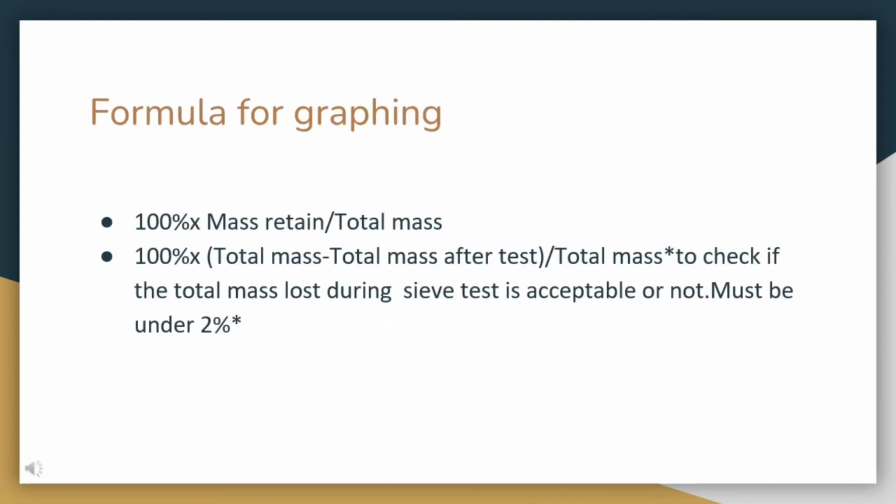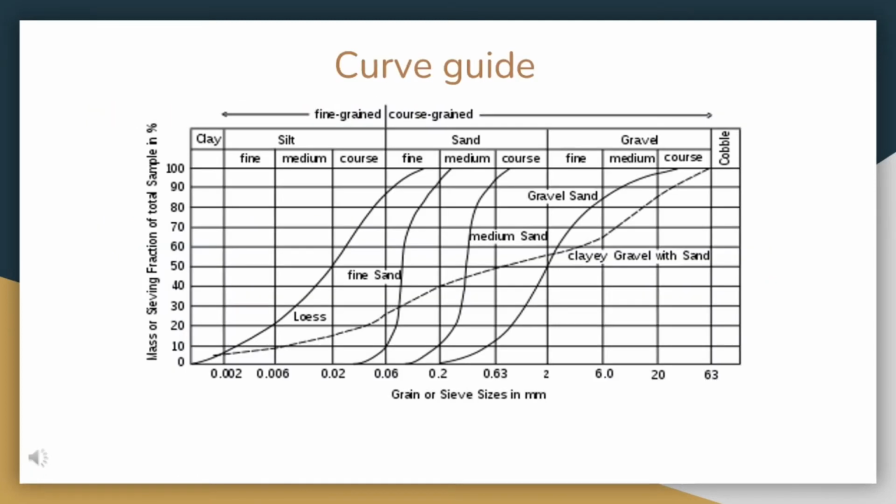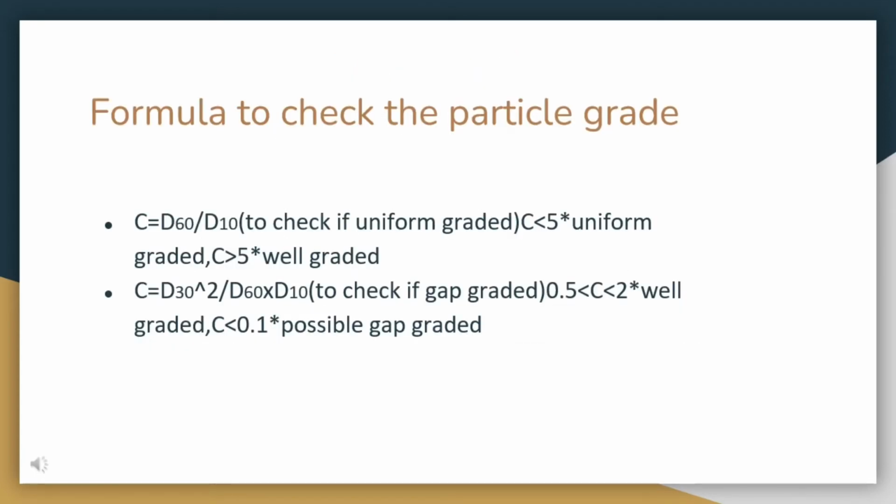The formula for plotting the curve. This is the curve guide. From the shape of the graph we can determine the type of soil. We can check the soil grade with these formulas.